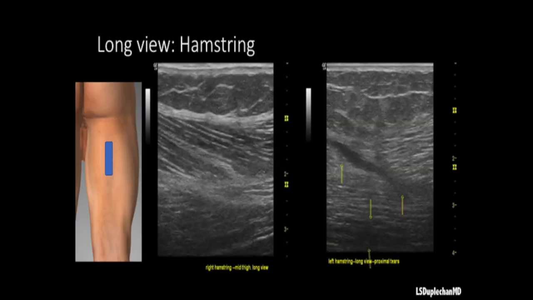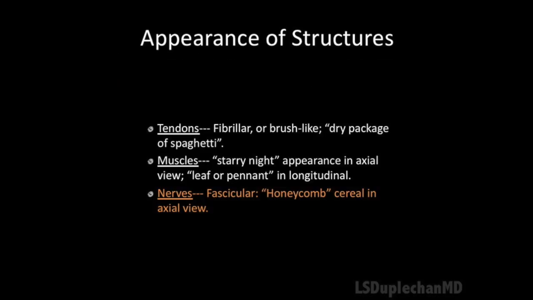These long axis images reveal longitudinal views of the proximal hamstring muscles. The image on the left is the patient's unaffected side. The right image demonstrates hypoechoic clefts that suggest muscle tears. Last but not least, we will review the echogenic properties of nerves.